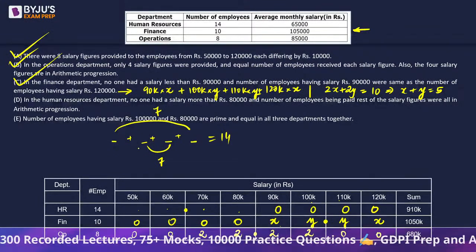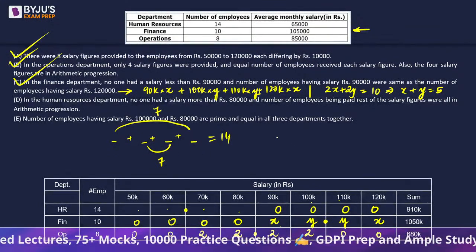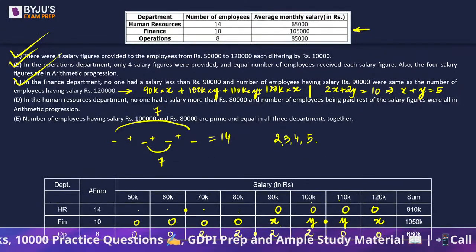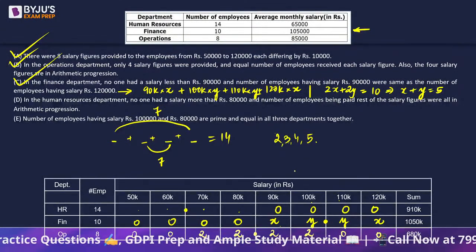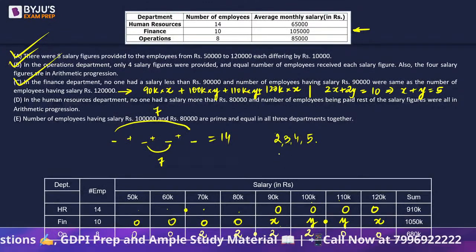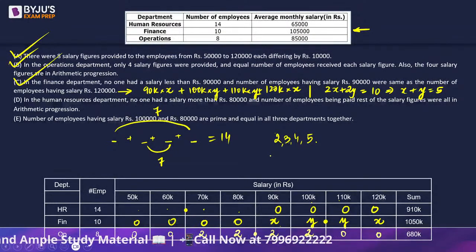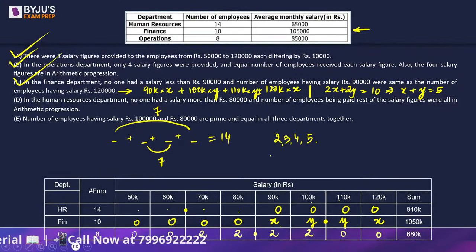So what numbers can we write? So can we say we can write down 2, 3, 4, 5 such that 2 plus 5 is 7, 3 plus 4 is 7? Or can we have any other possibility? Can we take 1, 3, 4, 6? Now 1, 3, 4, 6, they are not in AP, right?